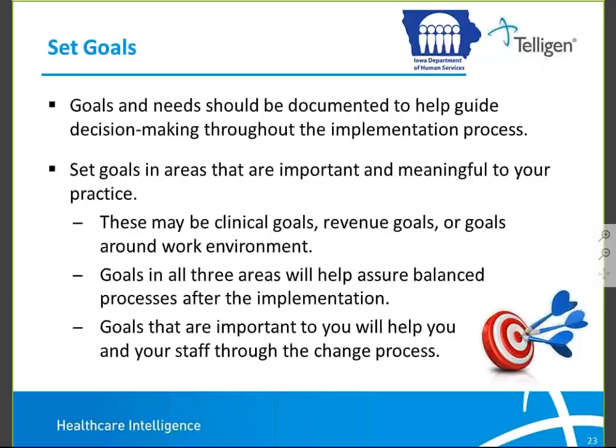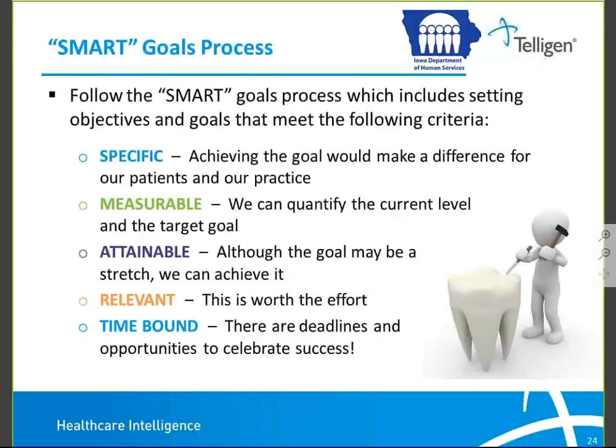Make it what you want it to be in terms of the goals that you have for your practice, for dentists individually and staff as well. The SMART goals process. Some of you may have heard of this particular approach before. It's a very nice and easy to follow process that you can just hit the ground running with. So following this SMART goals process, which includes setting objectives and goals that meet the following criteria.